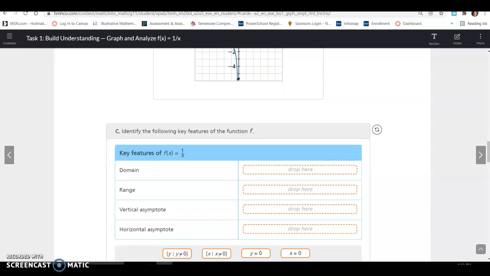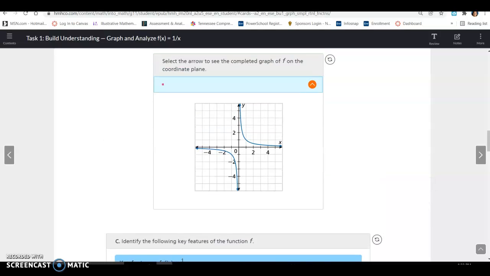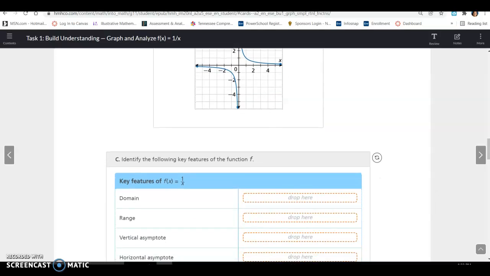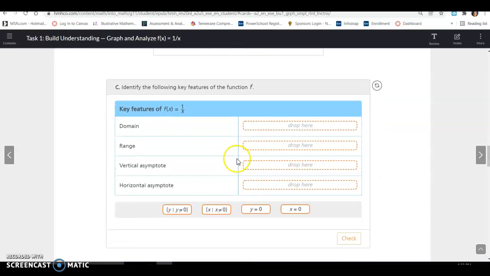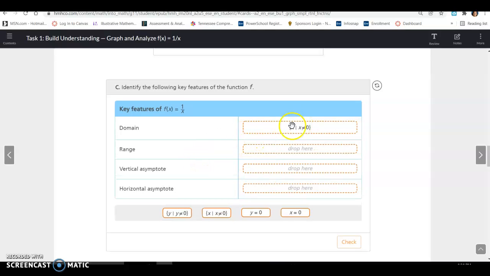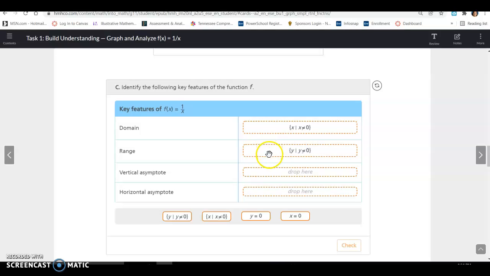All right, so it says identify the following key features of the function. All right, so the domain is approaching 0, but it doesn't get to 0. Here it's approaching 0, but doesn't get there. And the y is the same thing. So the range and the domain, they're both approaching 0, but 0 is not included. So basically it's all real numbers except 0. So the domain are your x values. So x's such that x is not equal to 0. That just means all real numbers except 0. And the range is the same thing except it's your y values.